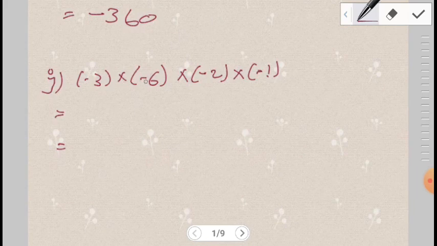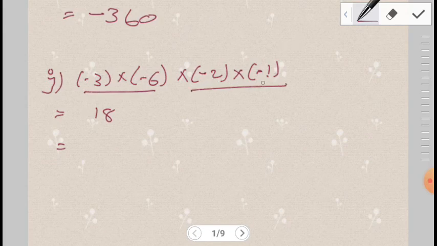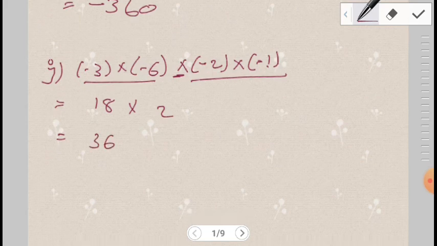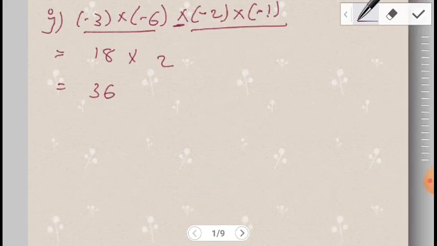And the next one, multiply these two: 6 threes are 18, and minus minus plus, so I will get plus 18, and multiply these two numbers: 2 ones are 2, and minus minus plus, so I will get plus 2. And here both have a multiplication sign between them, so I will apply that, and 18 twos are 36, so I will get plus 36 in the answer.